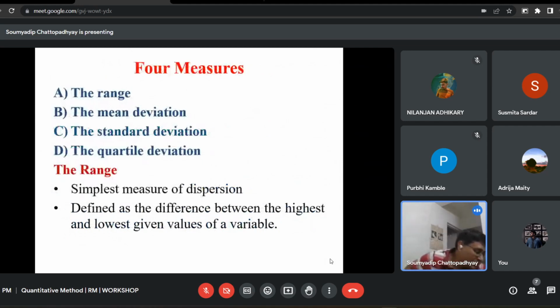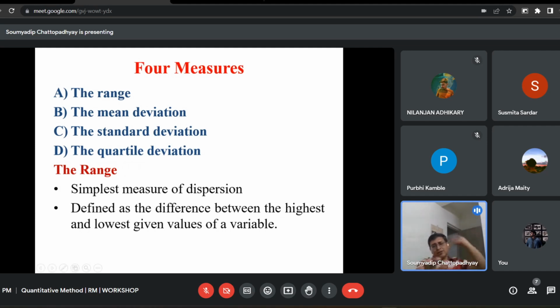And there are four specific measures. One is range, the other is mean deviation, the third is standard deviation, which is very popular, because if you see any research paper based on primary data, you will see a table which gives the central characteristics of the data they worked with. Two such characteristics are the average and the standard deviation. And the fourth measure is the quartile deviation.